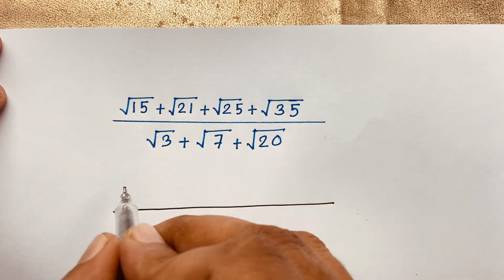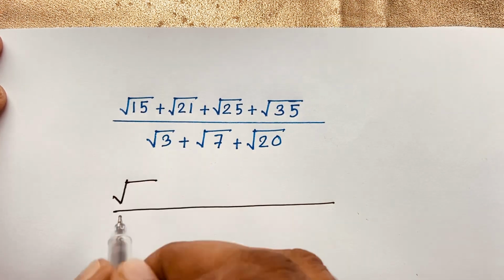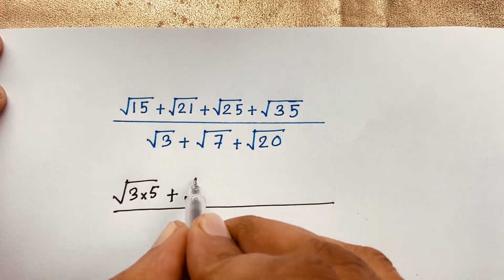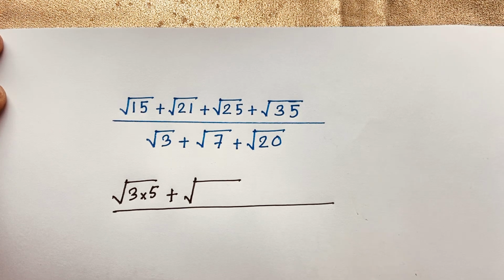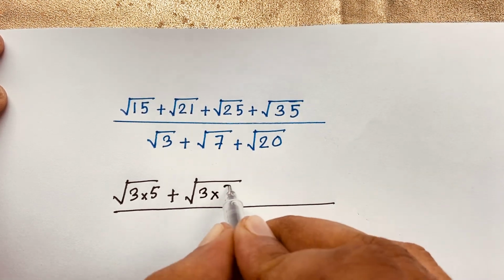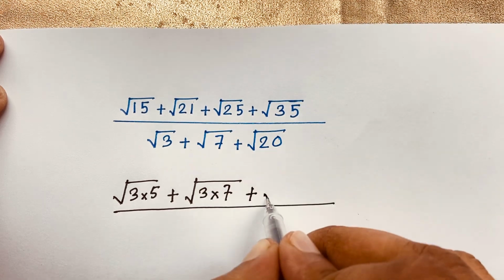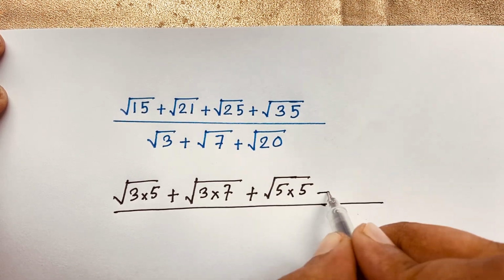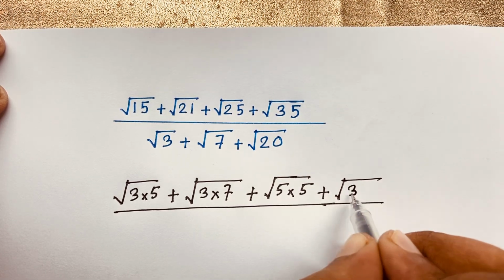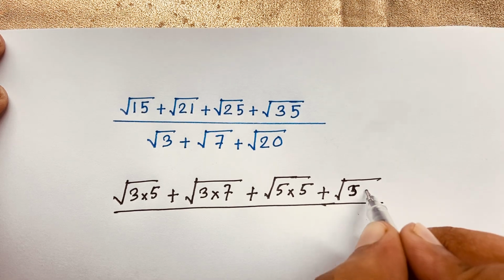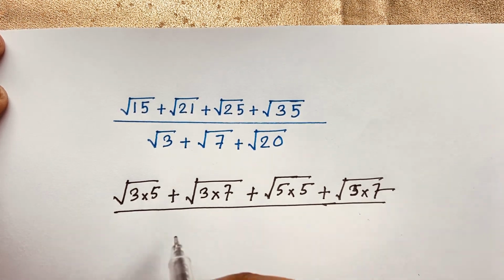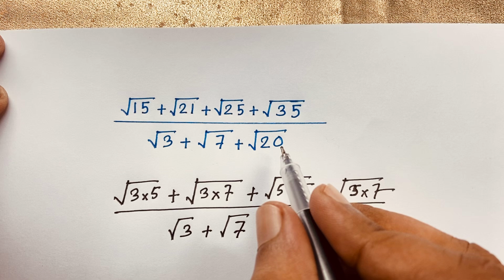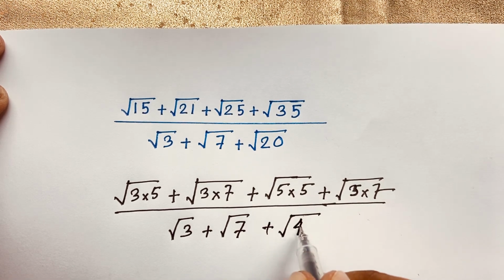Our question here is square root 15. So I can say square root 15 will be square root of 3 times 5 plus, and here is square root 21. You can see easily square root 21 will be square root of 3 times 7 plus, and square root 25 will be square root of 5 times 5, and here square root 35 will be square root of 5 times 7, and here square root 3 plus square root 7 and square root 20 will be square root of 4 times 5.